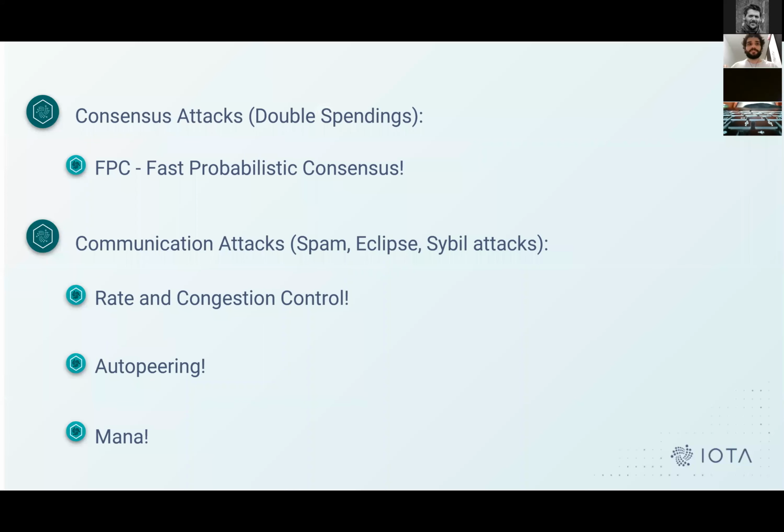So basically, when you talk about consensus attacks, double spending, the mechanism in Coordicide that takes care of this is exactly our voting scheme that we call the fast probabilistic consensus, or FPC.